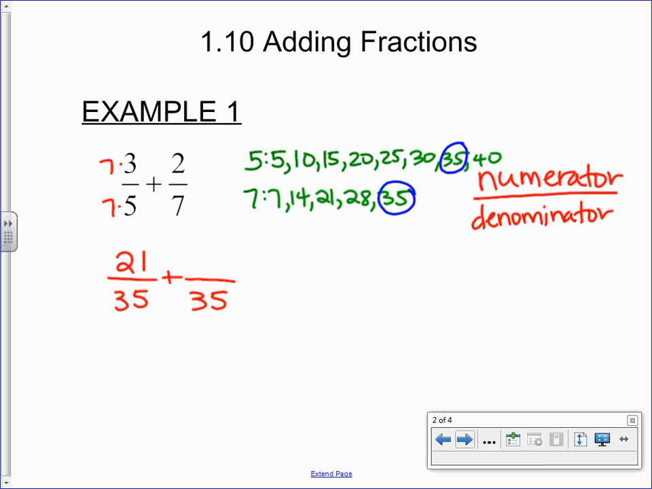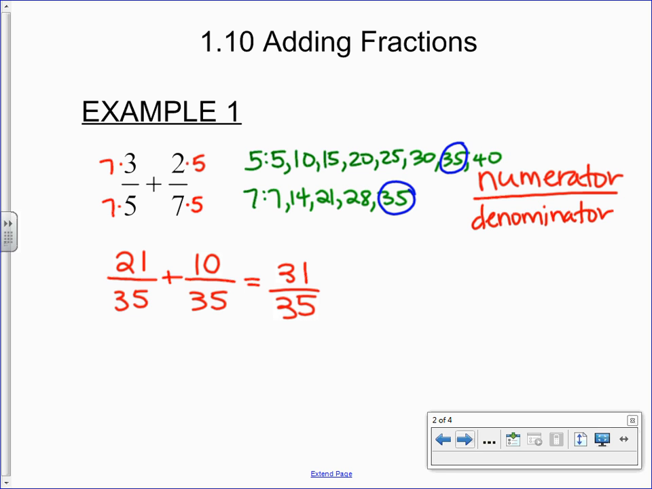Similarly, with 2/7, we multiplied the 7 by 5 to get 35. So we have to also multiply the 2 in the numerator by 5 and get 10 35ths. Now that I have found my common denominators, we can add them together and get 31 35ths.